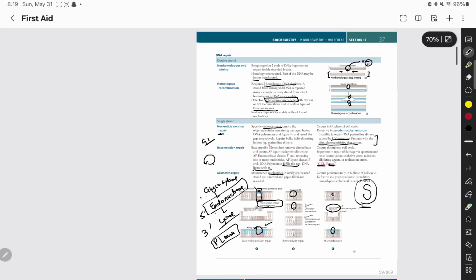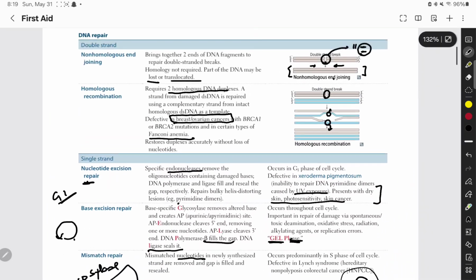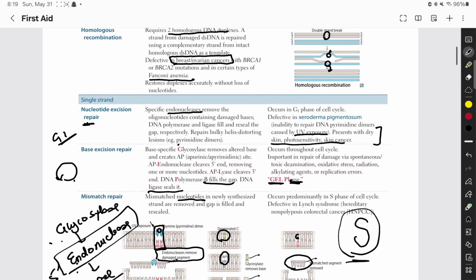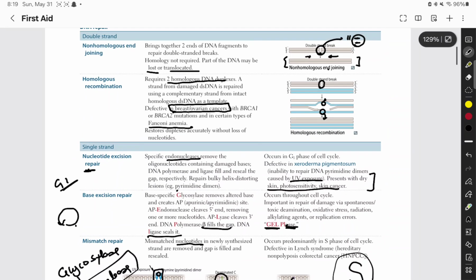I hope this video is helpful. Just to revise, for double strand DNA repair, you use non-homologous end joining and homologous recombination. For single strand repair, you use nucleotide excision repair, mismatch repair, and base excision repair. Nucleotide excision repair occurs during G1 phase. Base excision repair occurs throughout the cell cycle, whereas the third one, mismatch repair, occurs during S phase.